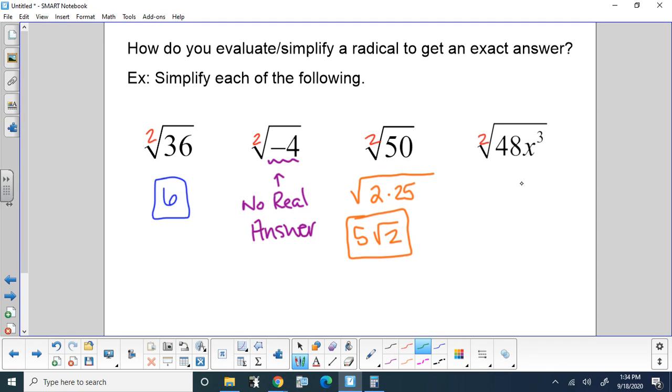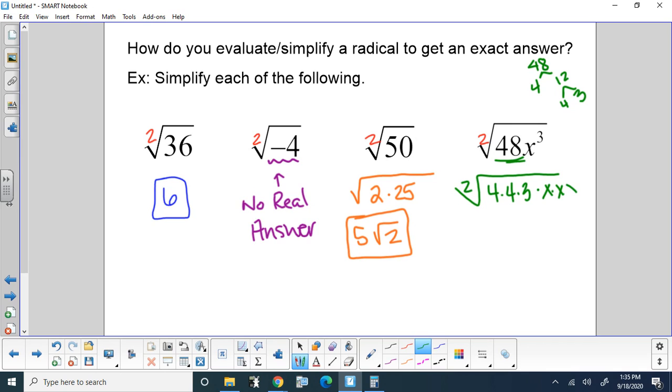Let's look at the last example. In this example, we have 48. Now, some students do not see perfect squares in 48, so they tend to do a prime factorization. A prime factorization can be referred to as a factor tree. So students might start to do a factor tree and see that they get some perfect squares that come out. So they might write this as 4 times 4 times 3.